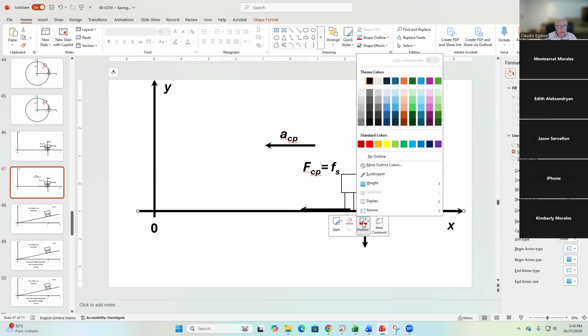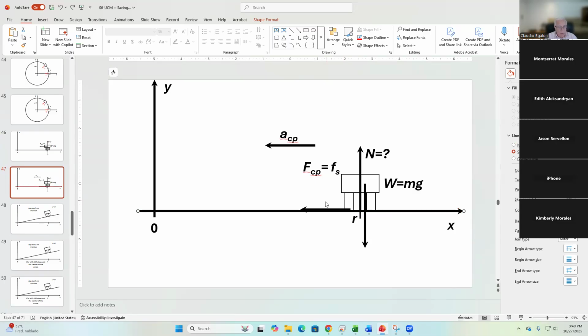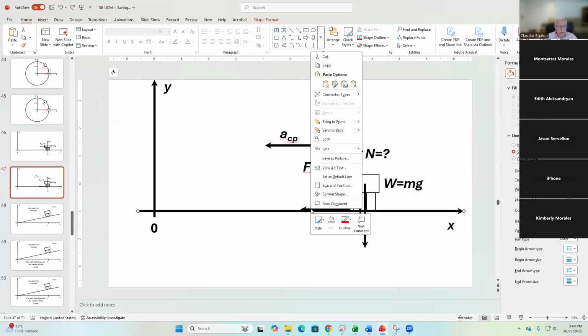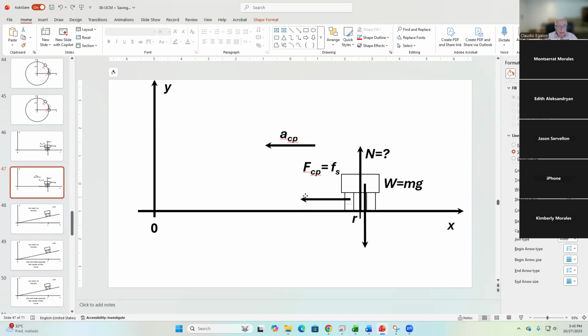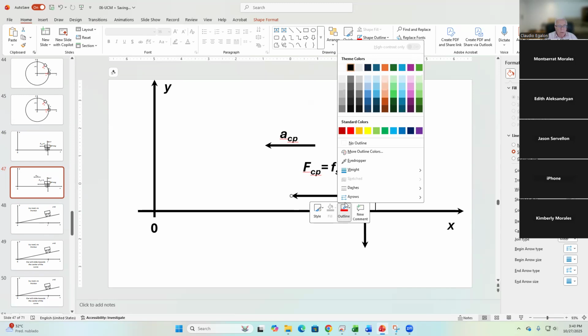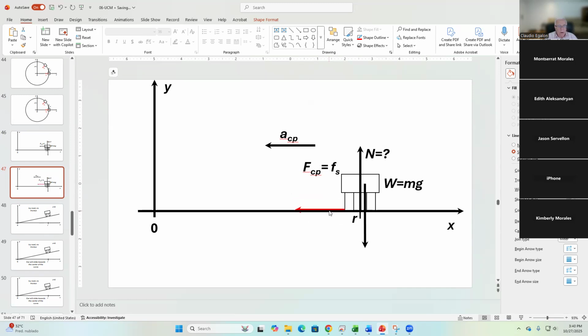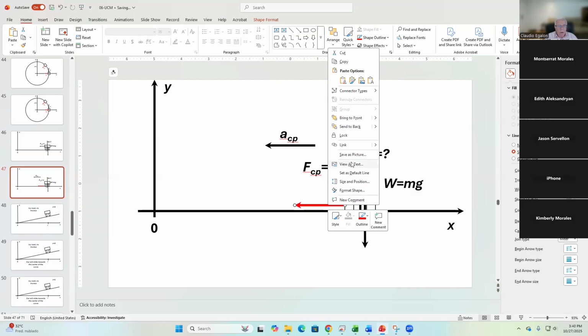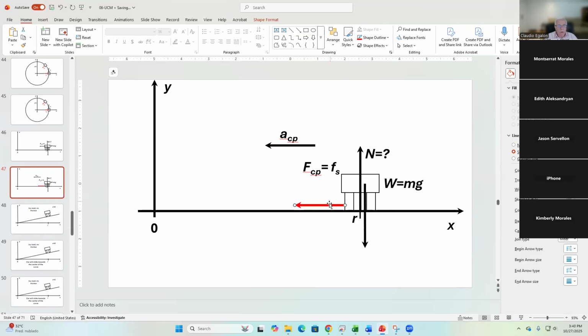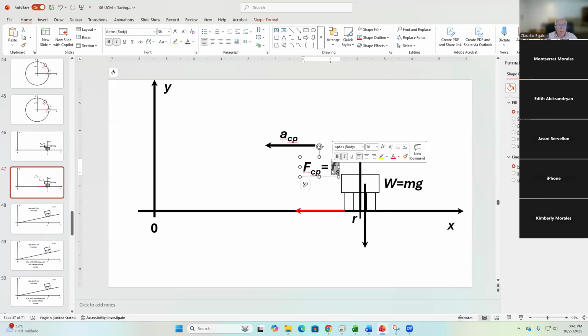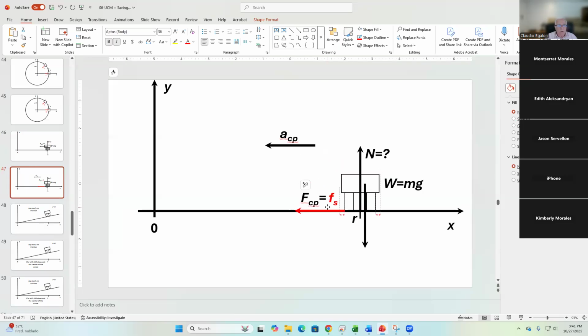Let me change. I'm going to put it in red color, right in here. That's what the centripetal force is all about. In this specific problem, the centripetal force is made up only by the force of static friction. In other more complicated problems, we have other forces in there.